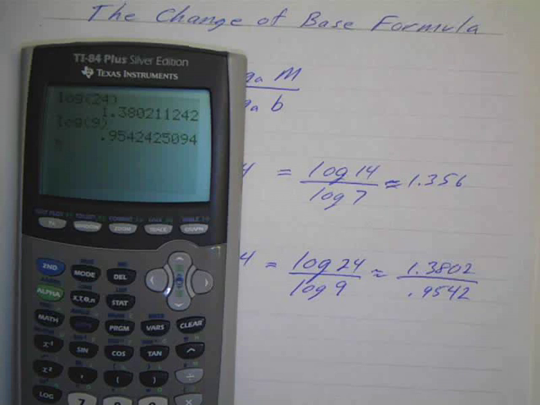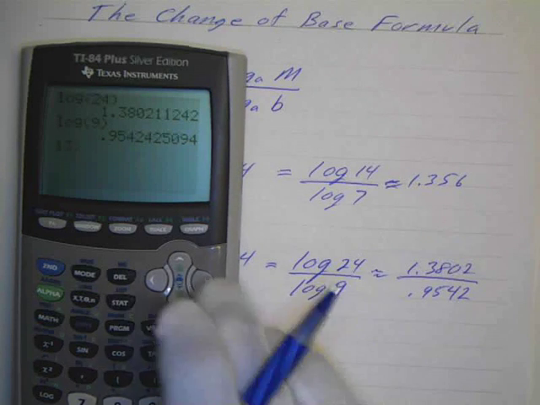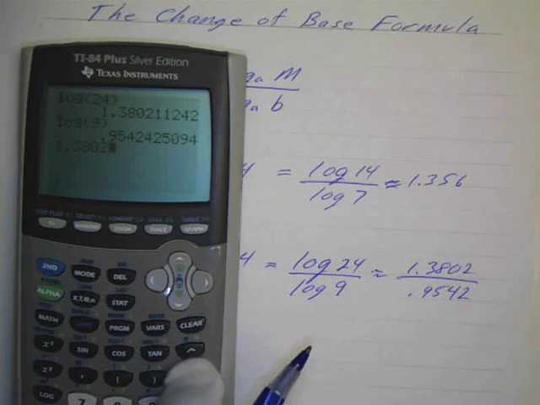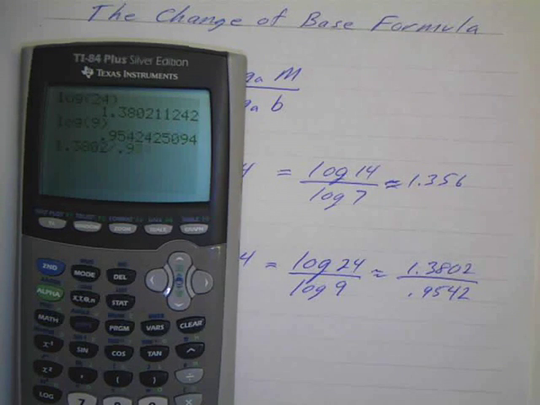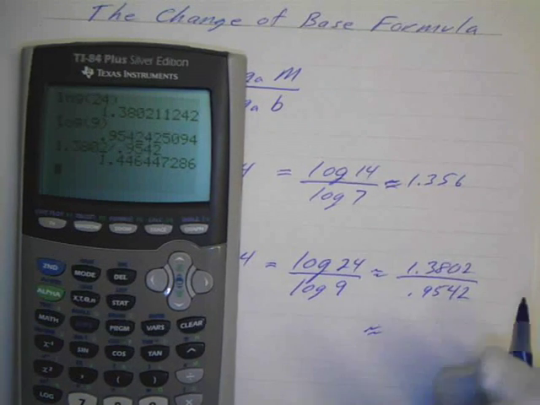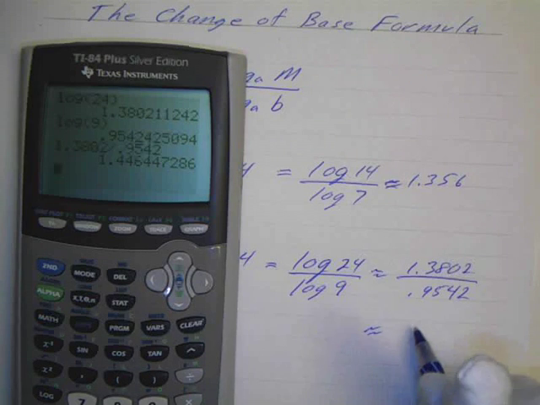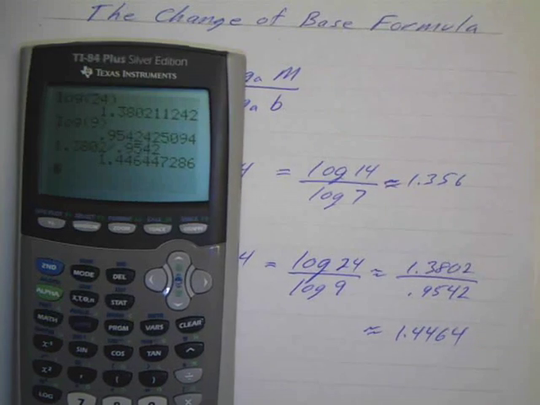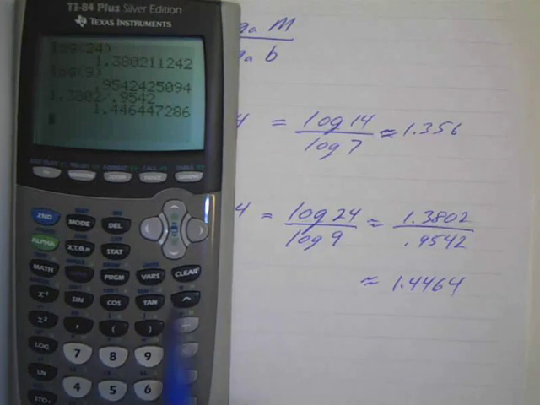Now this is the long way, you could just do it a little bit easier, but you can just say 1.3802 divided by 0.9542, and you get approximately 1.4464. Now we have a little round-off error because we didn't put all these digits in when we did it the other way.